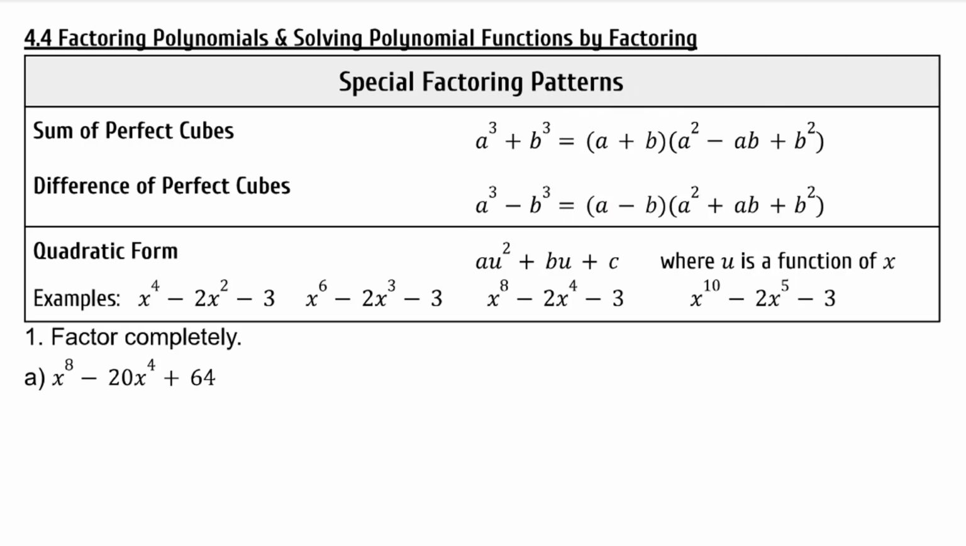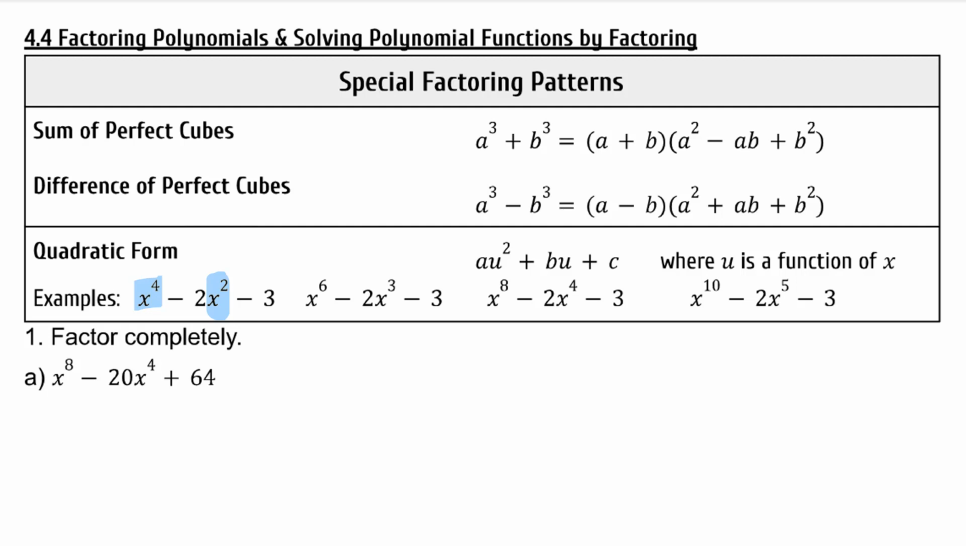Quadratic form is when something looks kind of like ax squared plus bx plus c, except this time it's au squared plus bu plus c, and u is a function of x. For it to be in quadratic form, the middle exponent needs to be half the largest exponent.